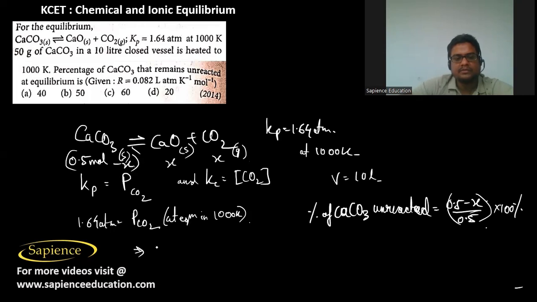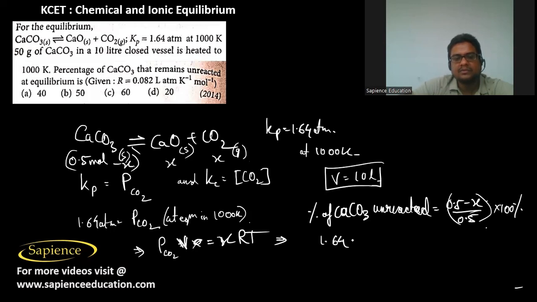From the pressure of CO2 we can say PV equals nRT, means X into RT. X is the number of moles of CO2 that has been formed, and V is the volume, which is 10 liters. Therefore, 1.64 into 10 is equal to X into R. R is 0.0821 liter atmosphere per mole per Kelvin, and T is 1000 Kelvin.